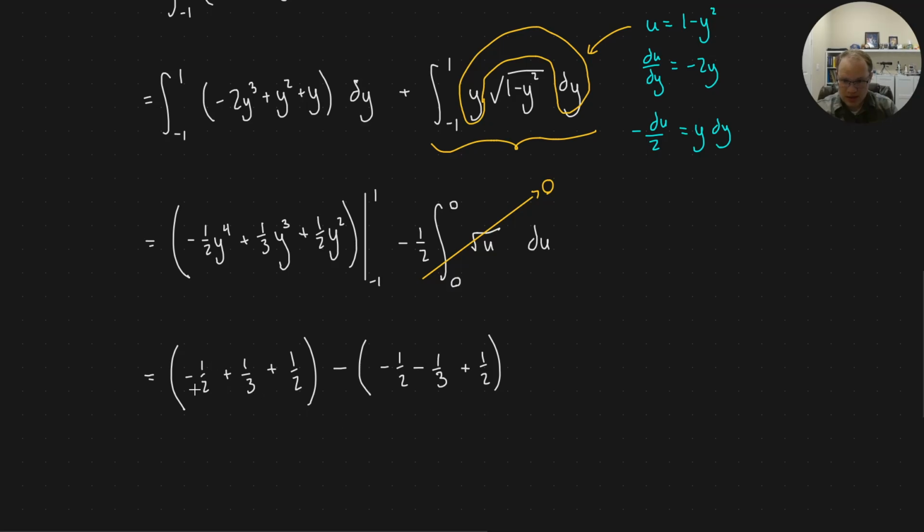Okay, so most of this cancels. -1/2, +1/2, -1/2, +1/2. I just have 1/3 minus -1/3. That's going to be 2/3. That's my final answer.